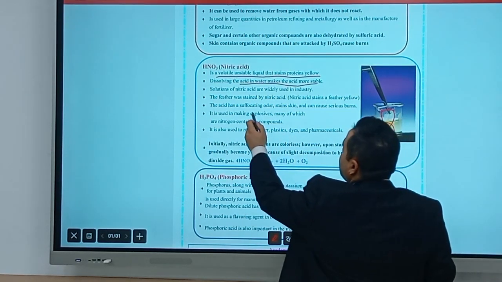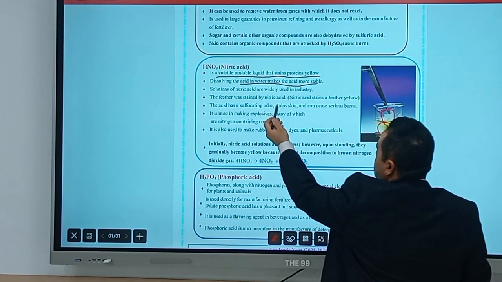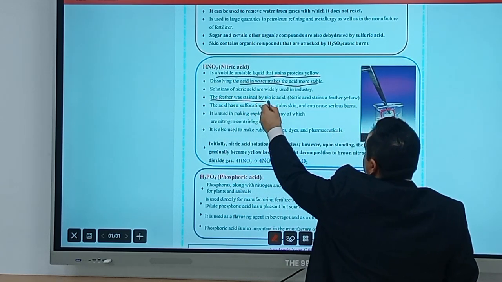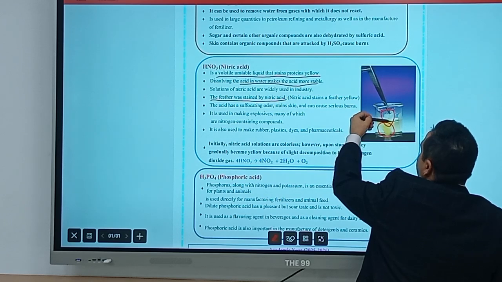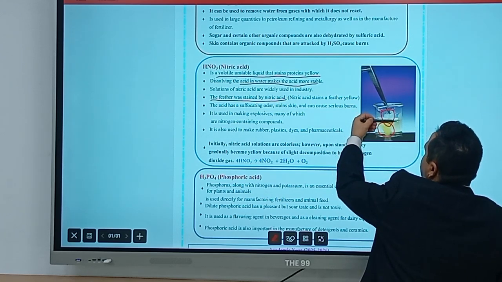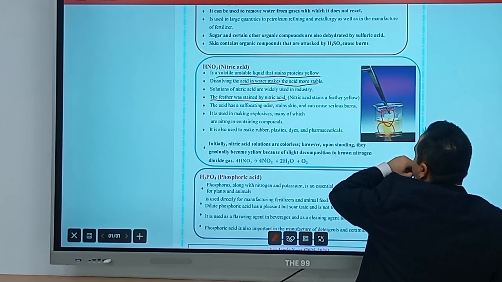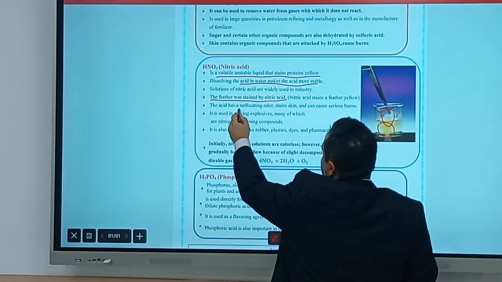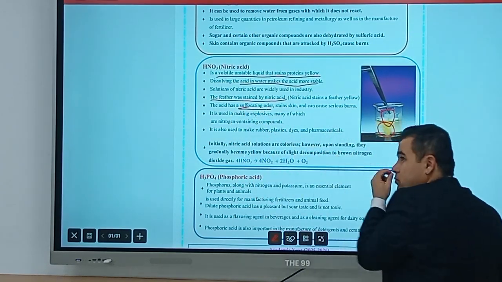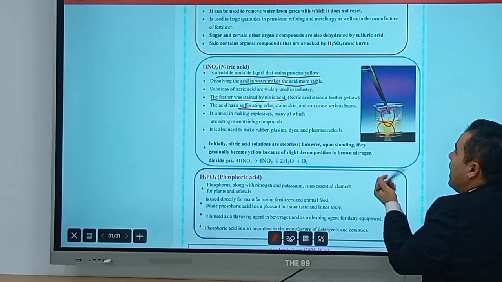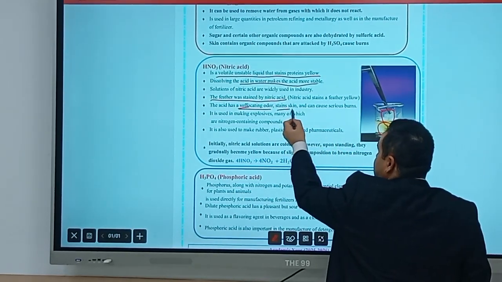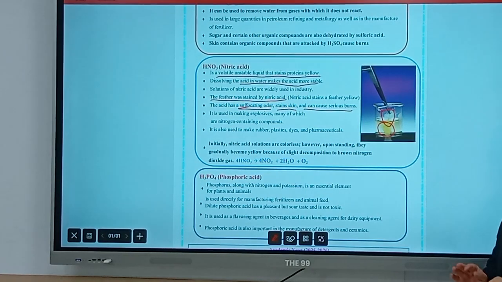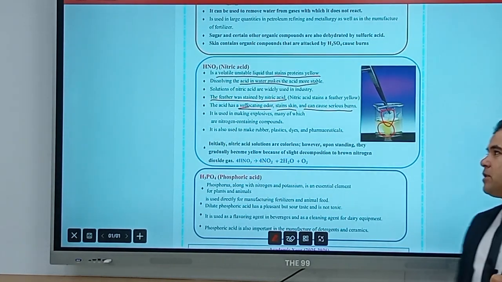Solutions of nitric acid are widely used in industry. The filter was stained by nitric acid, as I told you. The filter, guys, in this figure, is stained by nitric acid, and nitric acid has a suffocating odor, and it stains skin and can cause serious burns. So it's very corrosive for the skin.